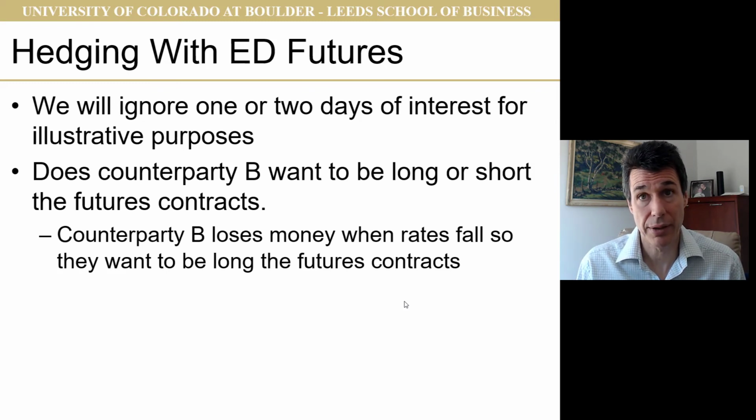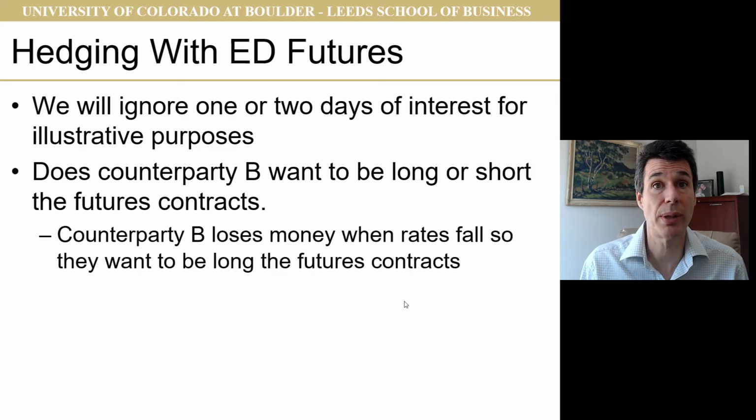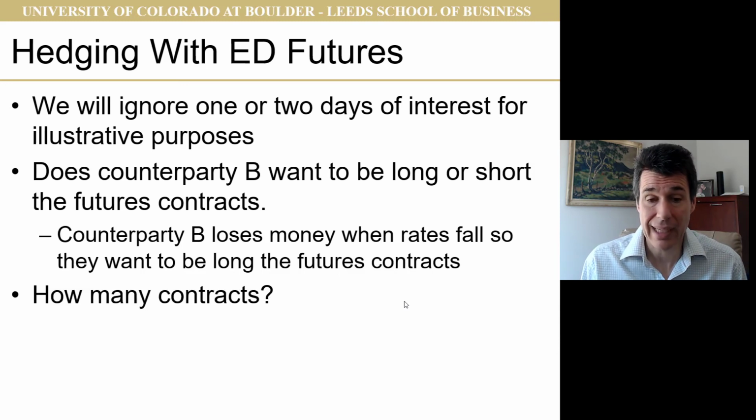Right? Rates up, they're borrowing money. They've locked in a borrowing rate. If rates fall, they locked in too high a rate, so they lose money on that transaction. To hedge, they want to be long so that if rates fall, they make money back. How many contracts? 10 of each.